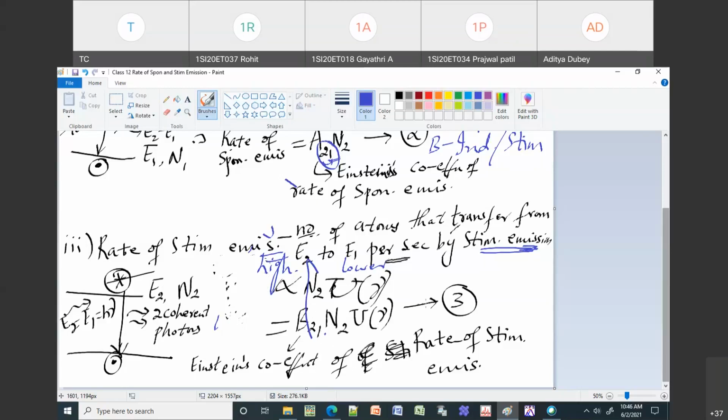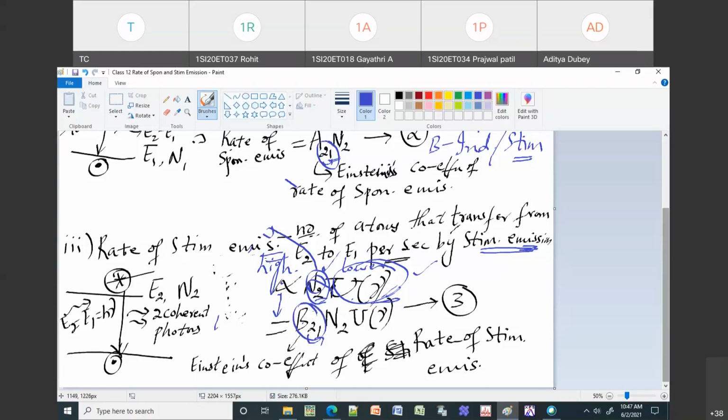That is your N2. When N2 is high, you can expect a higher rate of stimulated emission, and also you are giving external energy, so you should have U of nu. So this rate of stimulated emission is directly proportional to N2 and also U of nu. I remove this proportionality symbol and bring in a constant, your Einstein coefficient of rate of stimulated emission, which I write as B21. B means it is induced, and 21 means the atom is jumping from the second energy level to the first energy level.